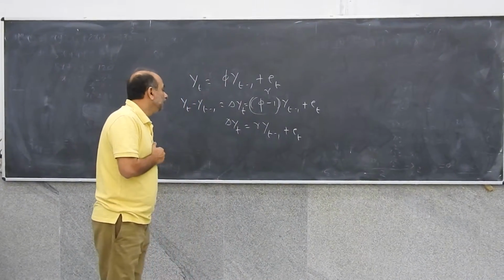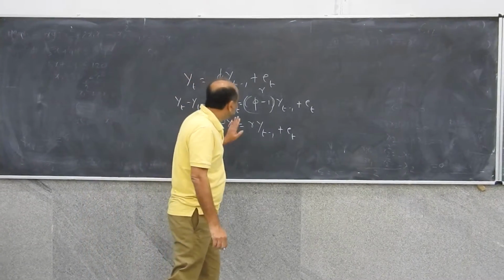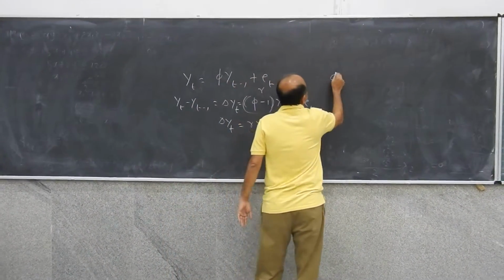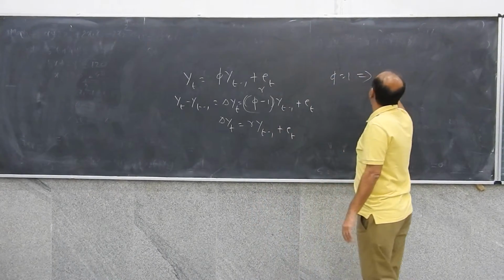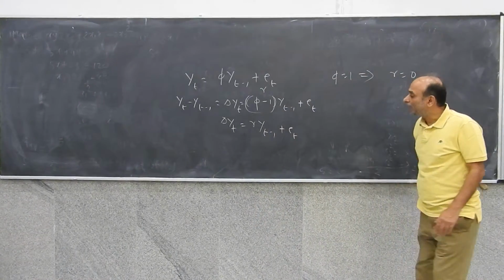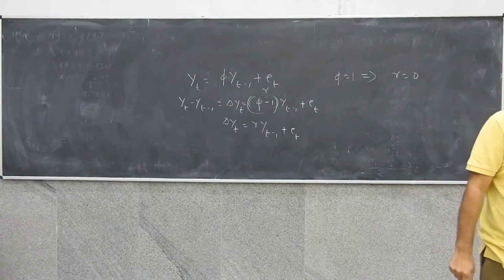Right. Now, the null hypothesis phi equals 1 implies gamma equals 0, because gamma is equal to phi minus 1.